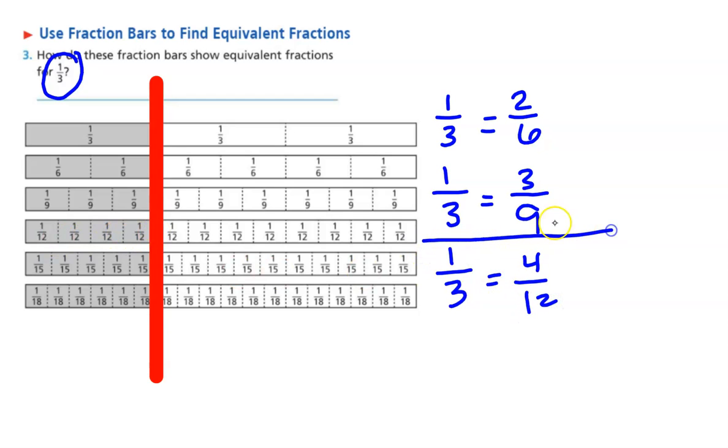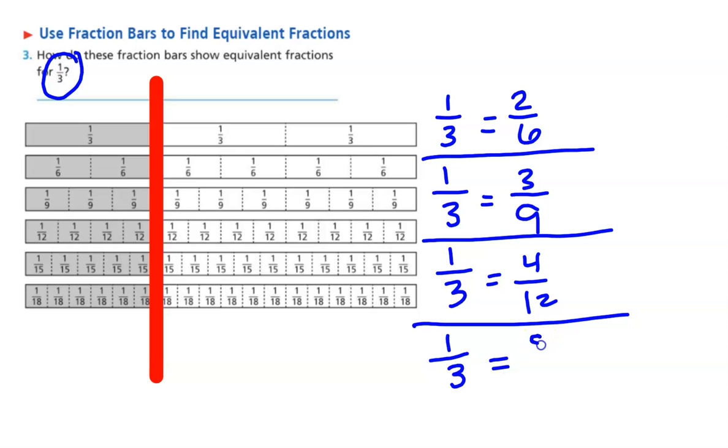I should probably separate these a little bit. It's going to show me that 1/3 is the same as 5/15. And then it's also going to show me that 1/3 is the same as 6/18. So take a second and look to see what you notice. What do you notice about your numerator and your denominator in each of these problems?